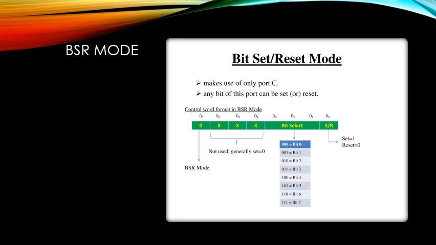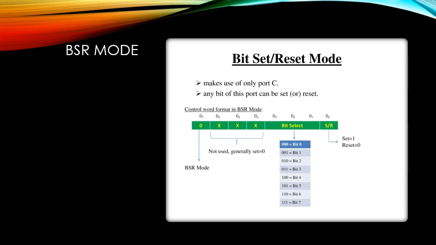In both modes, BSR and IO modes, we are going to design a control word for the operation. The control word consists of 8 bits, D0 to D7. D0 is our LSB and D7 is our MSB. This D7 MSB decides which mode, BSR mode or IO mode. D7 equal to 0 means it is BSR mode. If D7, our MSB, is 1, it is IO mode.